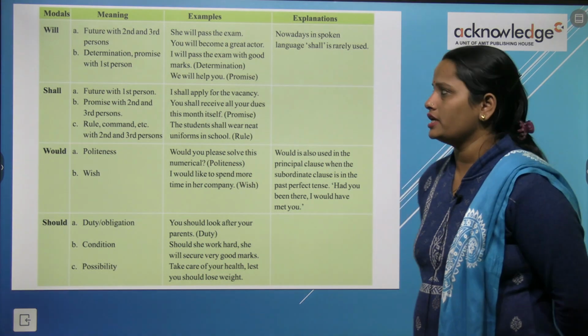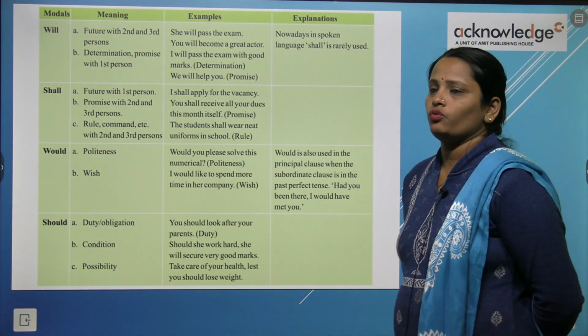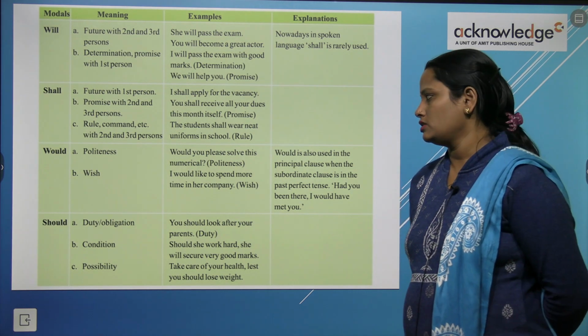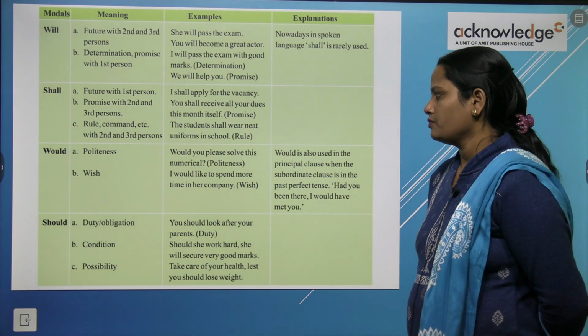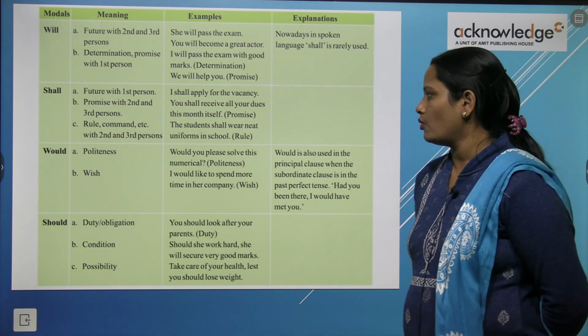Now the next modal is would. Would is used for politeness and wish. Would you please solve this numerical? So this is politeness. I would like to spend more time in her company. So this is a wish.